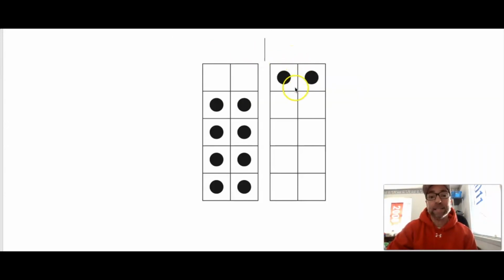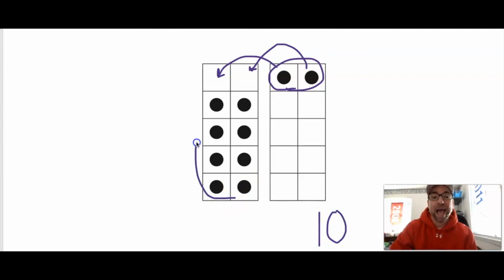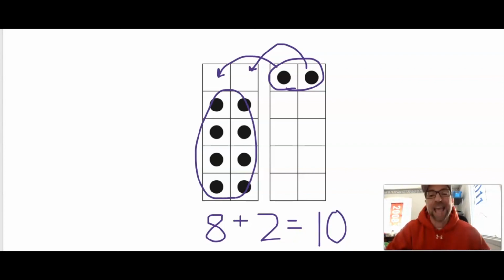Well, I see 2 dots here, and I know these 2 dots can fill in my 10 frame. So how many dots do I have in all? There's 10 dots. Now, if I looked really more closely, I have 8 dots here and 2 dots here. And 8 plus 2 equals 10. Another friend of 10. Awesome job.